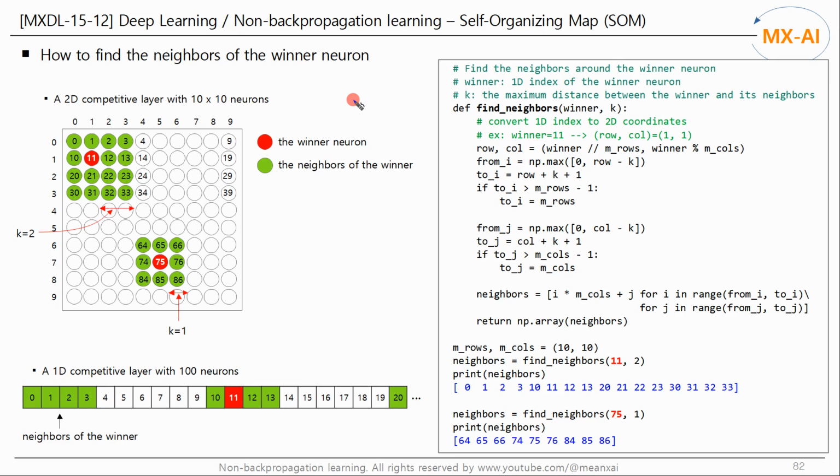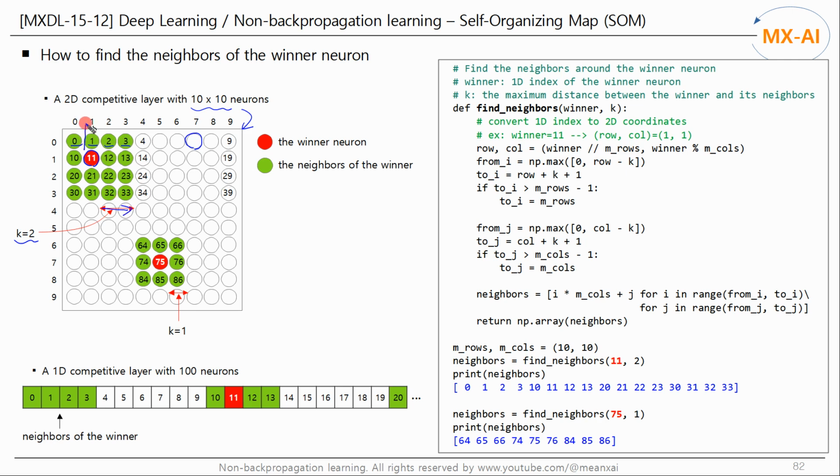Next, let's look at how to find the neighbors of the winner neuron. Let's say we have a 2D competitive layer with 10 by 10 neurons, like this. The small circles represent neurons, and the numbers inside them represent the neuron indices. If the maximum distance between the winner and its neighboring neurons is 2, and neuron 11 is the winner, then these neurons marked in green are the neighbors of this winner.